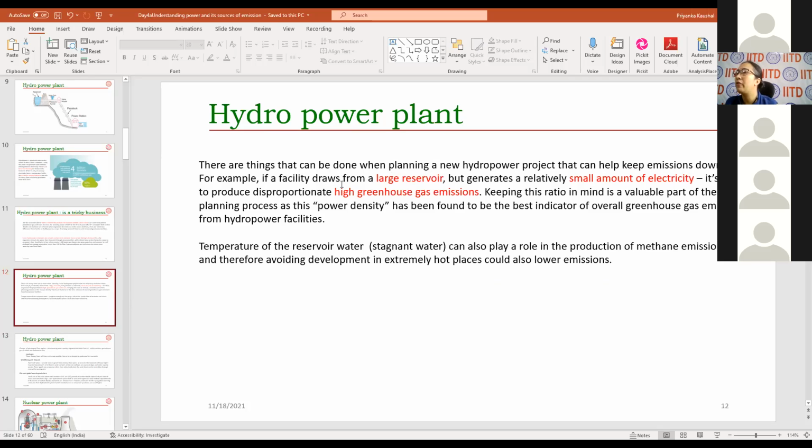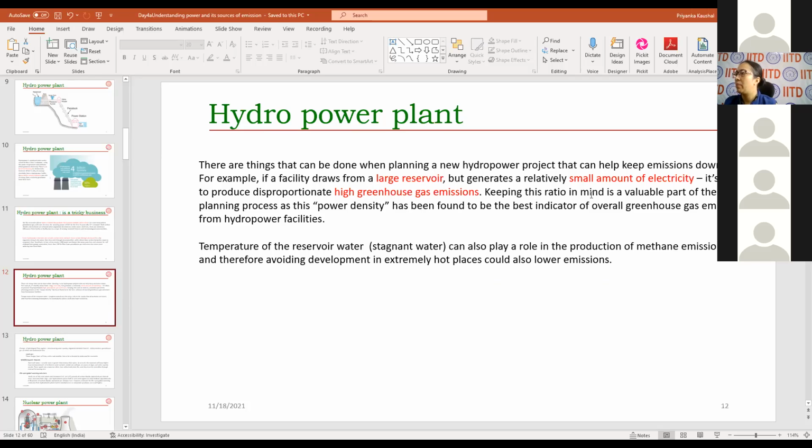For example, if a facility draws from a large reservoir, if you have built a big dam but you are generating a relatively small amount of electricity, it is likely to produce disproportionately higher GHG emissions. As I told you, it is the storage, the reservoir, that decides whether you will be on the green side or on the red side. Are you a green energy source or an emitting energy source, a polluting energy source? And that depends upon the storage, that is the dam. How is your dam made? How is your dam maintained? And what are the local conditions?